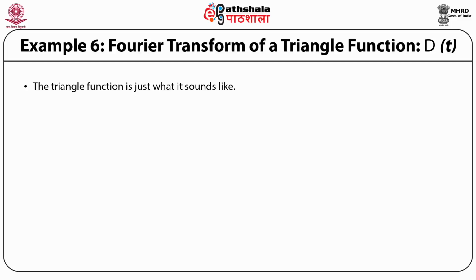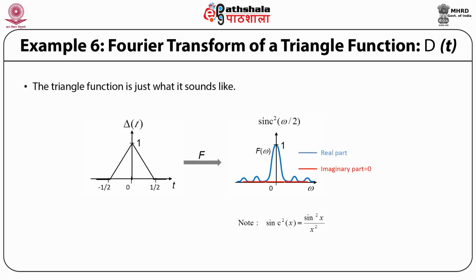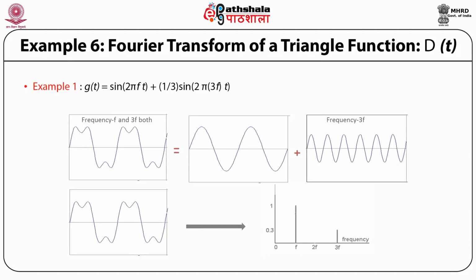Now when you take the Fourier transform, it is going to be similar. It's always going to be the frequency, the real part is going to be on the upper side. And the solution is sinc squared x, which is sin squared x by x squared. Let us see how we can play around with these Fourier transforms.